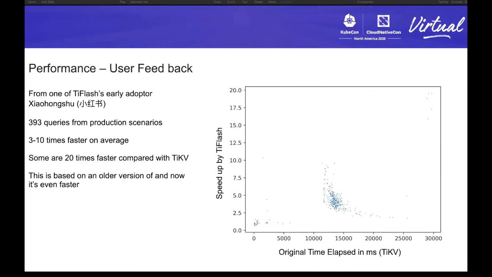Here is an example of the performance improvement we see from an early adopter of TiFlash. It's an internet company called Xiaohongshu. It is a TiDB user, and they have TiDB running in production. They selected around 400 queries from their production system and migrated them to TiFlash. From this graph, we can see there's a 3 to 10 times speedup. And we can see that for some long-running queries, the speedup can be up to 20 times. Also, I want to call out that this result is based on an older version of TiFlash. Since then, we made a lot of progress and improvements on TiFlash, and we can expect much better performance with a newer version of TiFlash. Thank you.